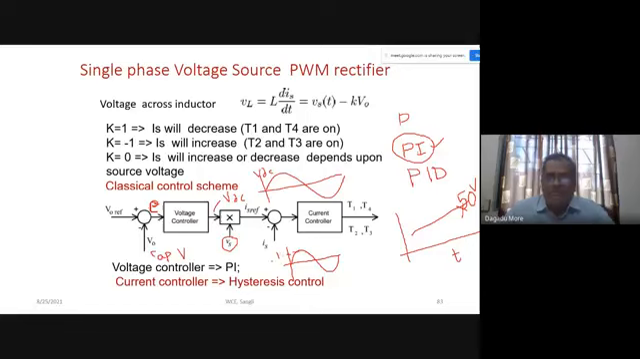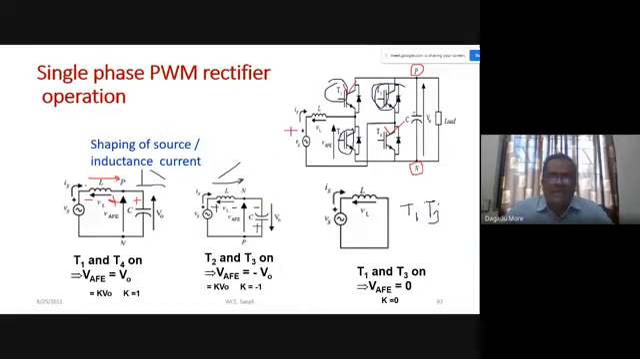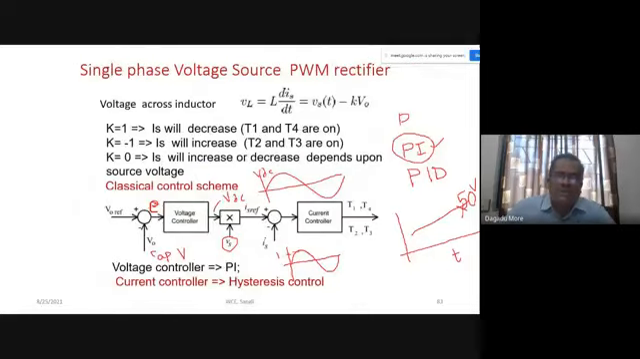Then we take a feedback current from the inductor current. So we take the source current, IS. We take it from the inductor in series to get the source current. And these two currents we compare and give to another controller, and that controller is called a current controller. Again, it can be a PI controller.